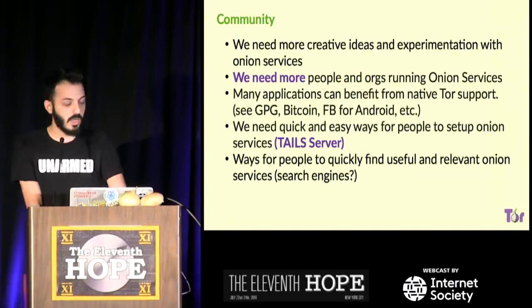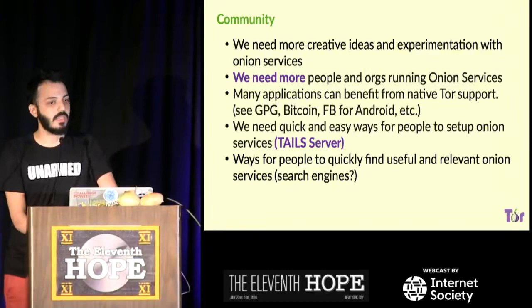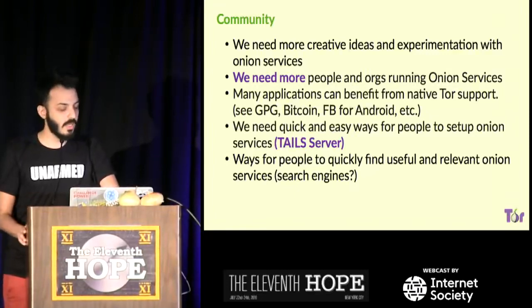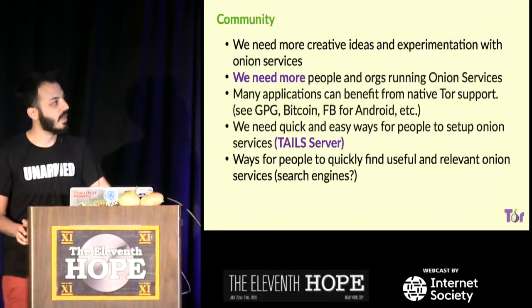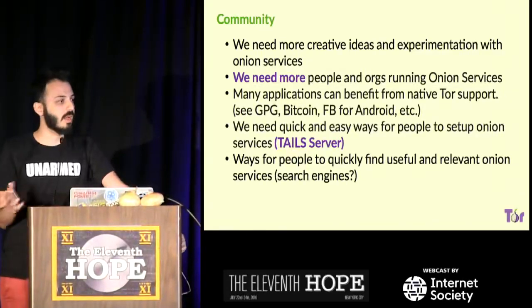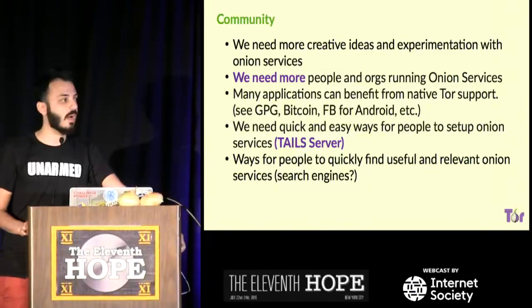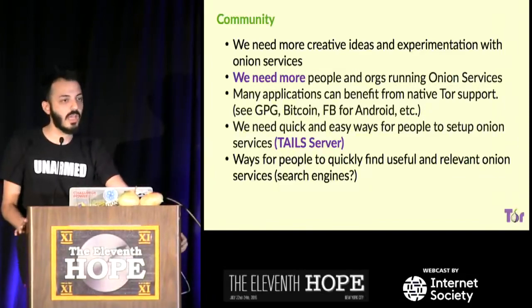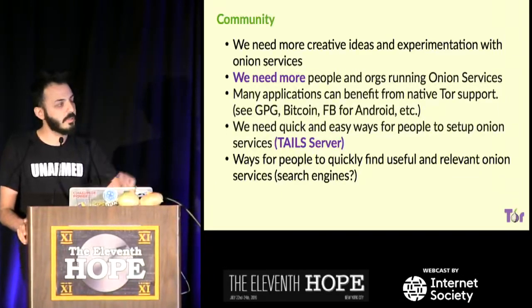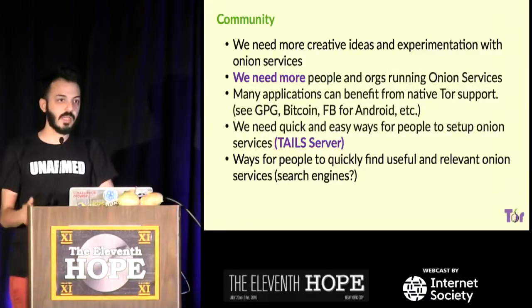So here, we need a lot of community involvement. I think it's one of the things that we need community to get more involved in. We need more creative ideas and experiments with Onion services. All the interesting use cases actually came from the community, not the Tor project itself. Two good examples of that are OnionShare and Ricochet and Pond, actually three. I think Ricochet was based on Pond.